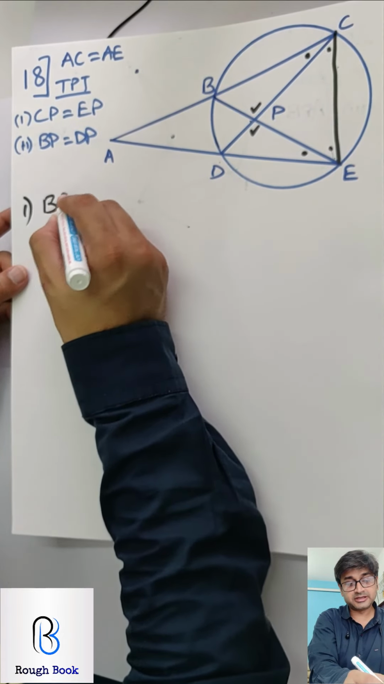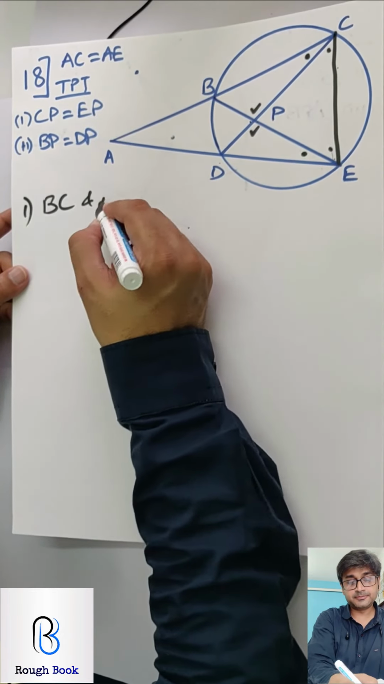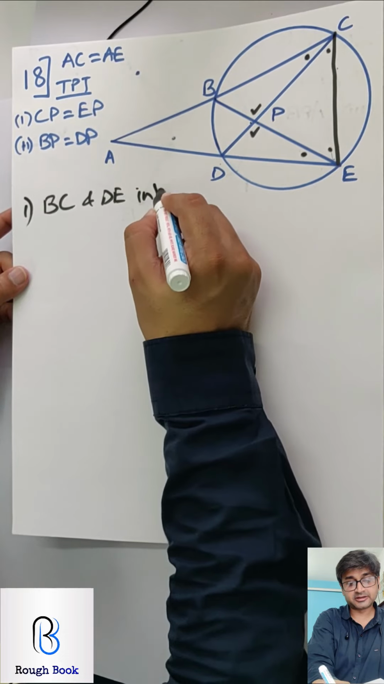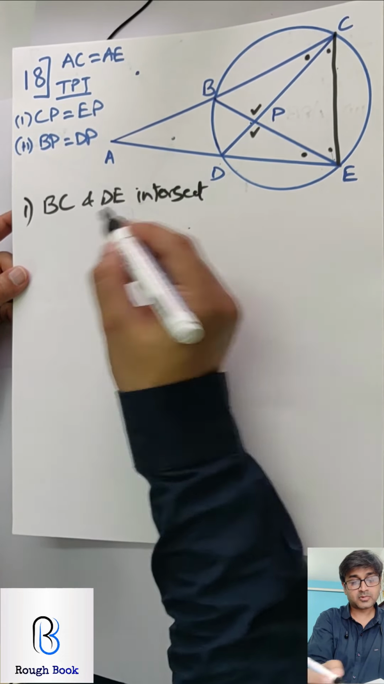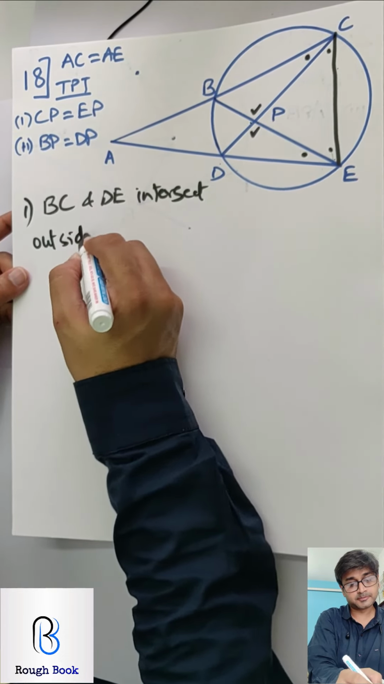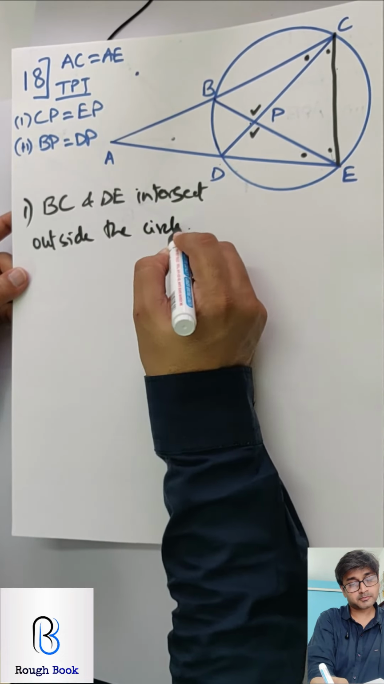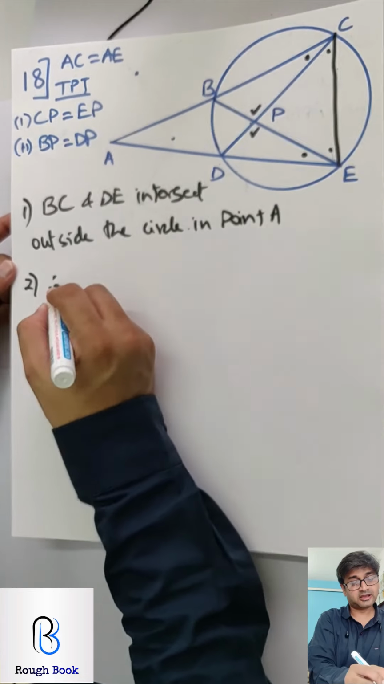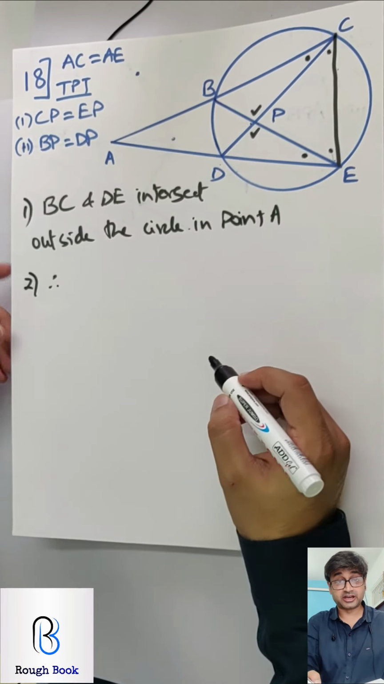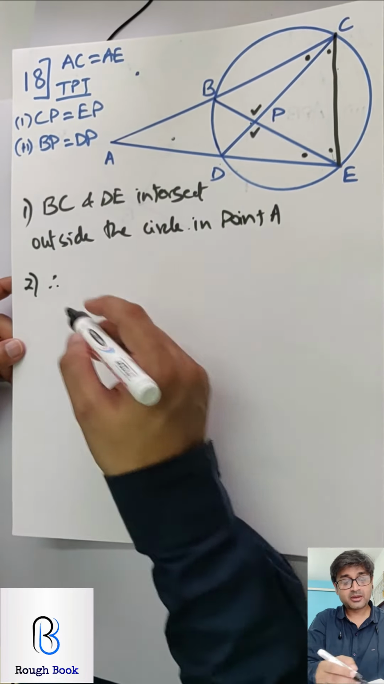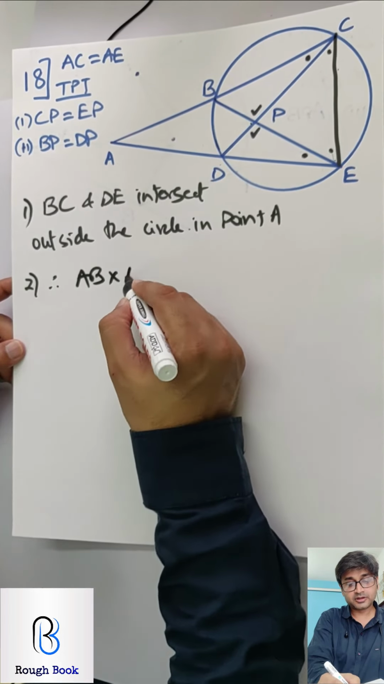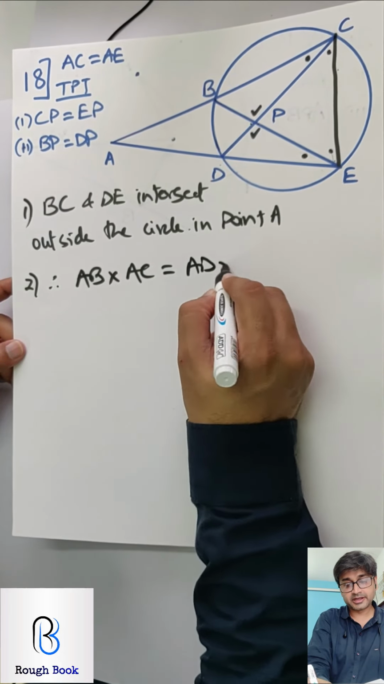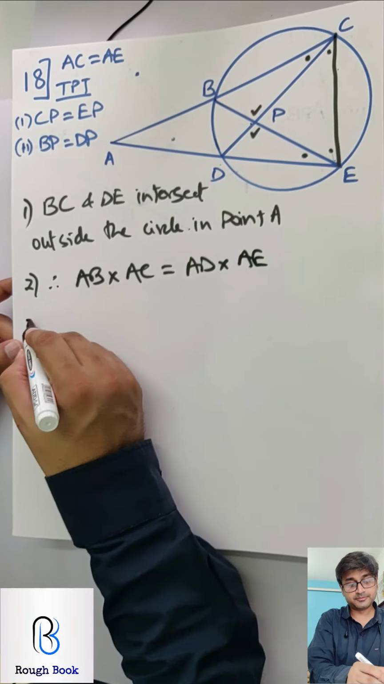So I will say BC and DE intersect outside the circle in point A, and therefore, if two chords intersect outside, what's the property? Do you remember? Perfect. AB into AC equals AD into AE.